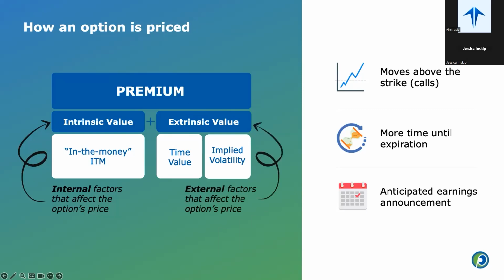And then extrinsic value is really external factors that affect the option's price, things outside of our control, like time value and implied volatility.